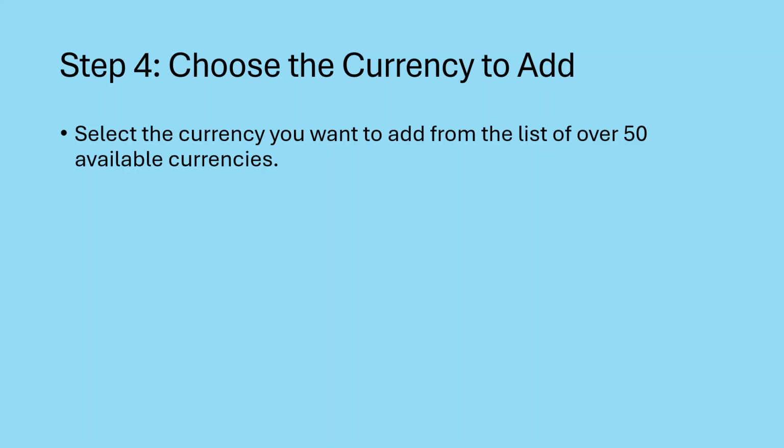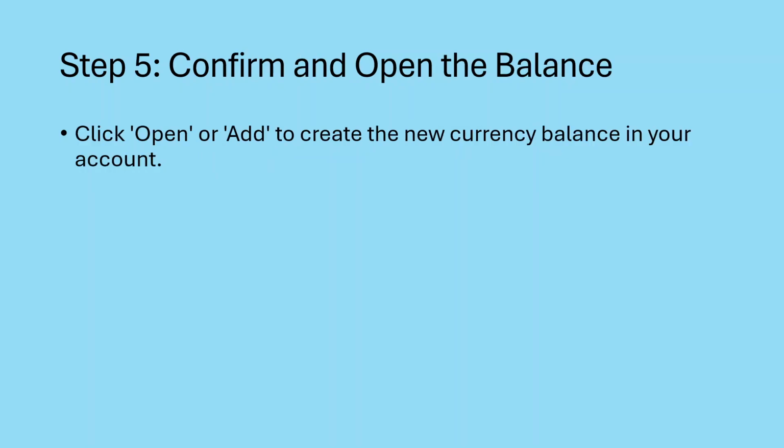Step 4. Choose the currency to add. Select the currency you want to add from the list of over 50 available currencies. Step 5. Confirm and open the balance. Click Open or Add to create the new currency balance in your account.